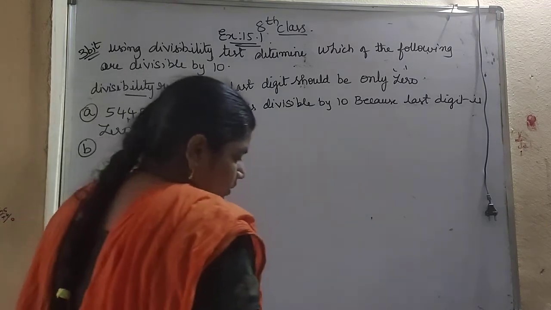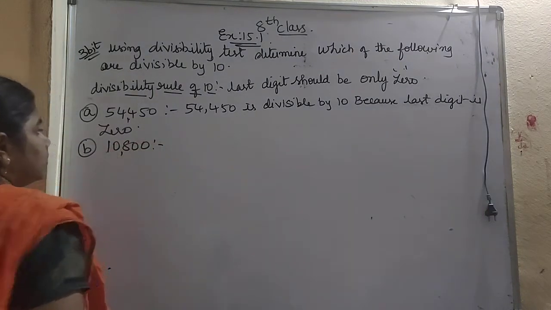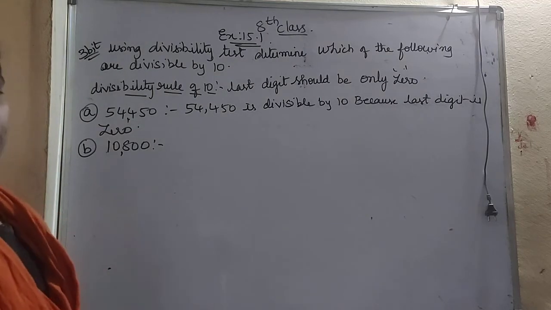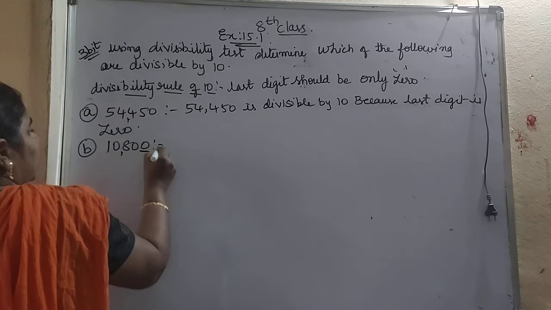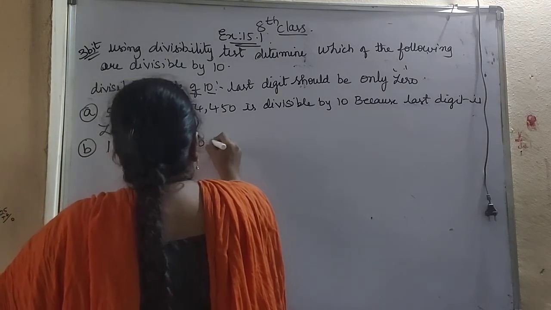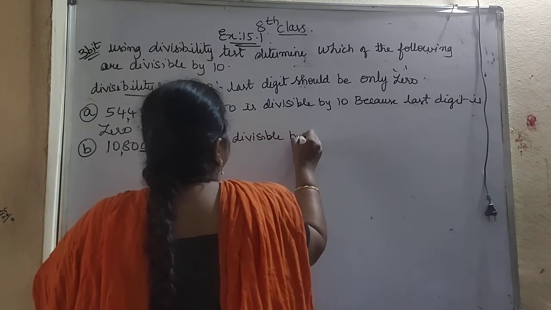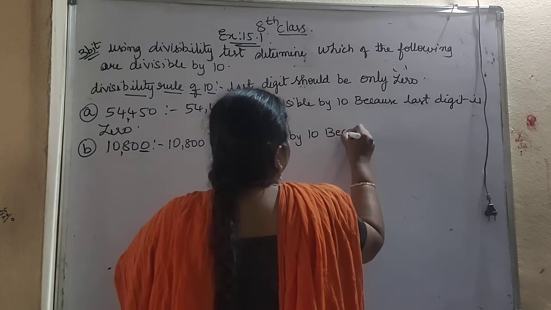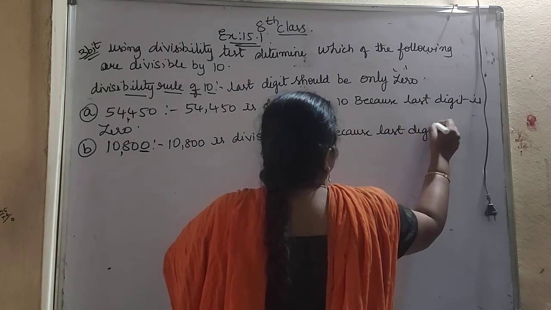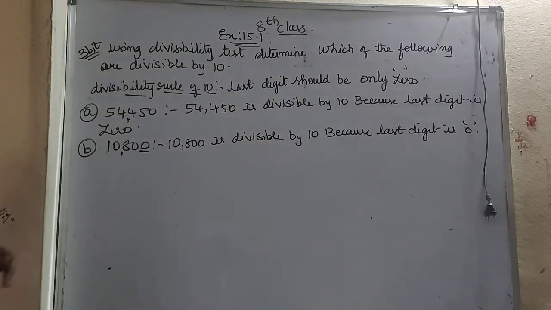B bit is 10,800. Is 10,800 divisible by 10 or not, we have to check. If you see the last digit is 0, so it is divisible. So 10,800 is divisible by 10 because last digit is 0. So this is our second one.